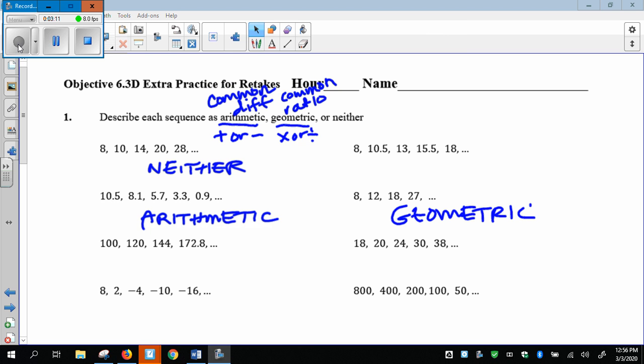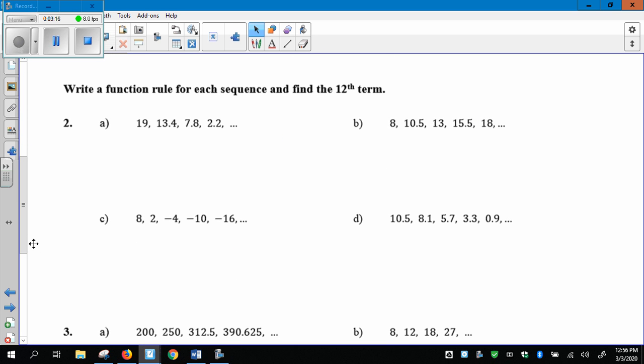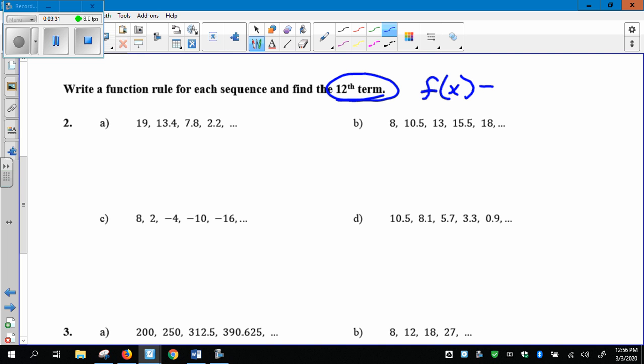All right, the next thing we're concerned about is, can we create a formula that would help us find any term in the sequence? And then once we have that formula, we're going to find the 12th term. Now, this first set of 4 problems here, these are all arithmetic sequences. So these we're going to write the function rule like this. Since they're arithmetic, which means they're basically linear, our m is our common difference, so how much we're adding or subtracting every time. And our b is our 0th term. Or maybe you want to think of it as a starter term.